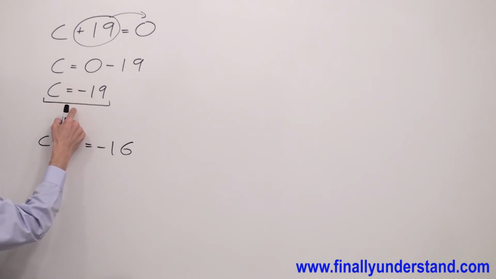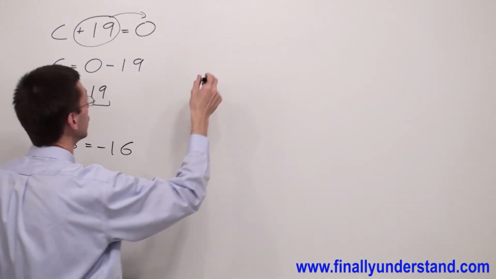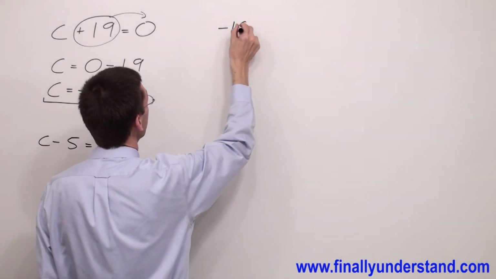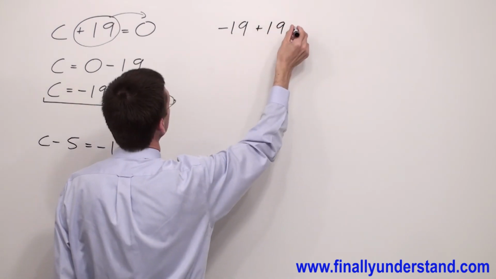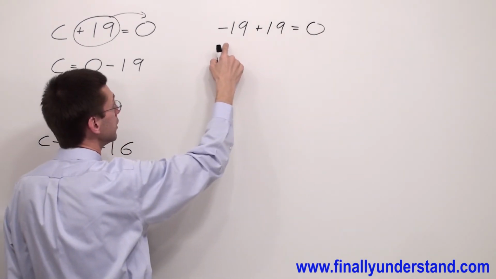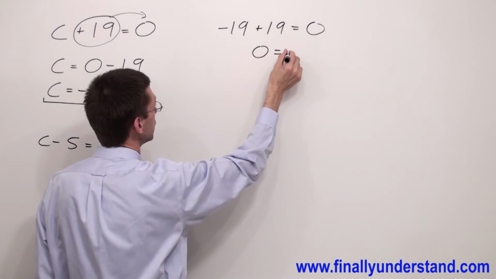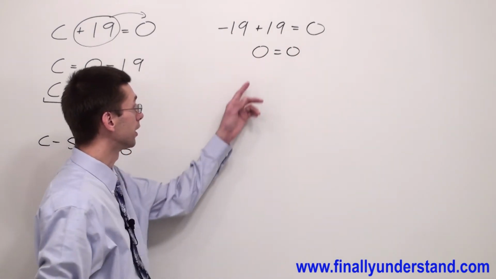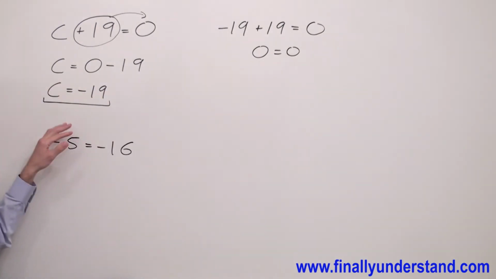Let's verify this answer. You have to replace this c by negative 19. And I'm going to have negative 19 plus 19 equals 0. Negative 19 plus 19 is equal to 0. 0 is equal to 0. Left side is equal to the right side. That's why this is the correct answer.